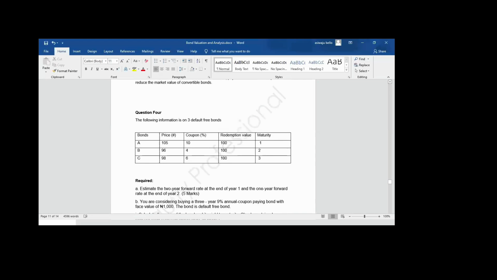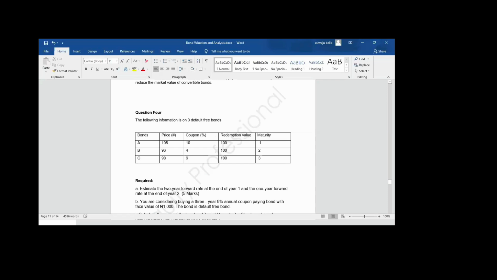Question number 4. I'll read again quickly. The following information is on 3 default-free bonds. We have bond ABC. We have the price of the bond, the coupon rate, the redemption value, and we are given the maturity. Bond A is for 1 year maturity. Bond B is for 2 years maturity, and bond C is for 3 years maturity.